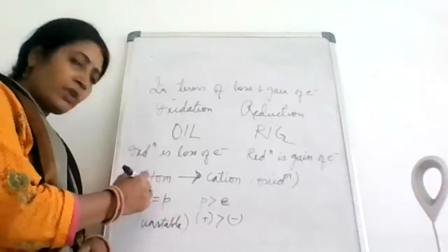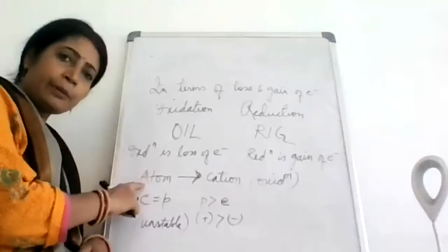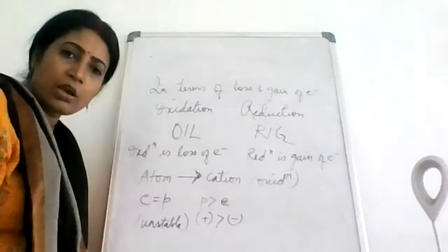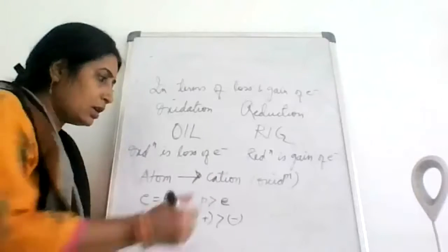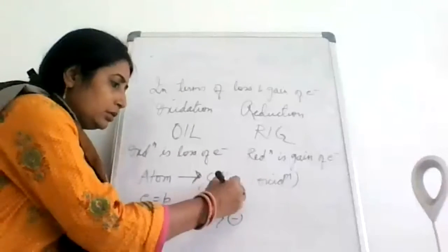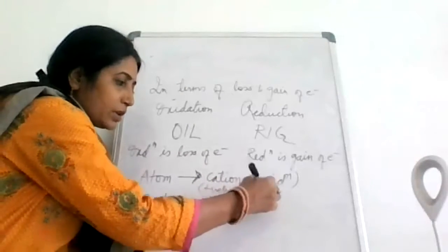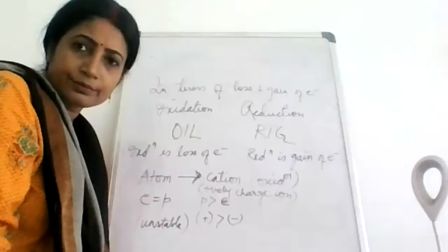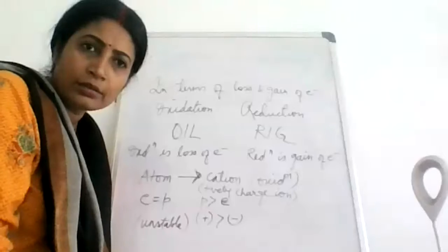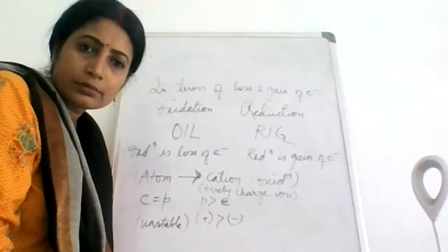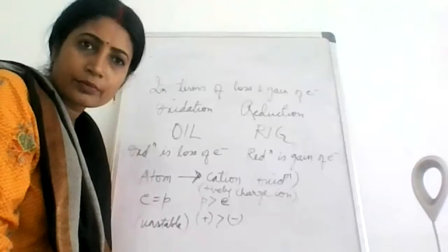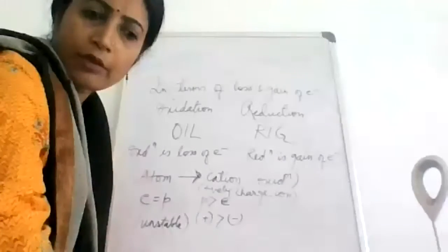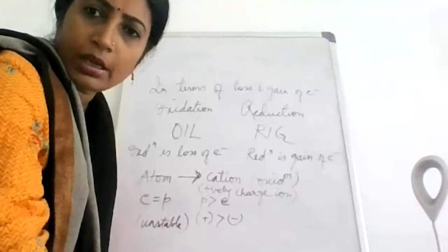For that, I have given you an example: whenever an atom forms a cation. What is a cation? A positively charged ion is called a cation. Do you agree? Yes, ma'am. I want an answer from each one of you. Everyone should respond to me. Okay?